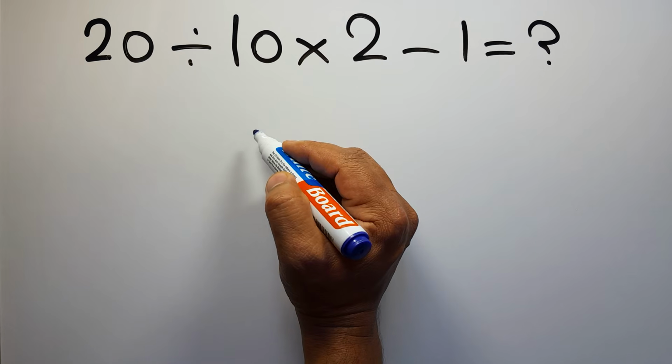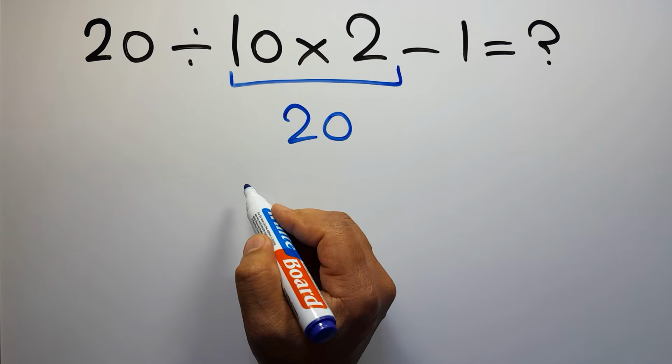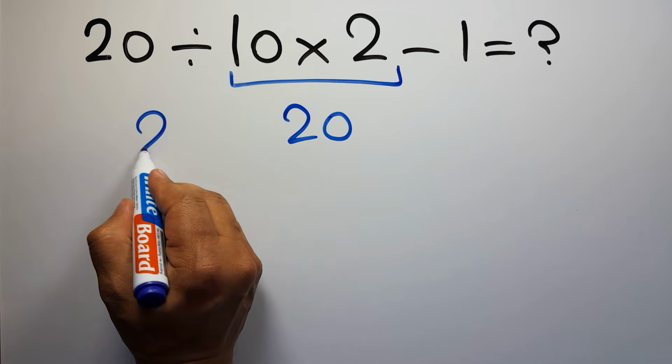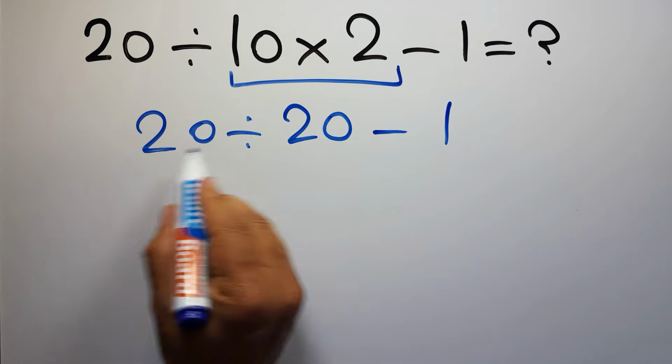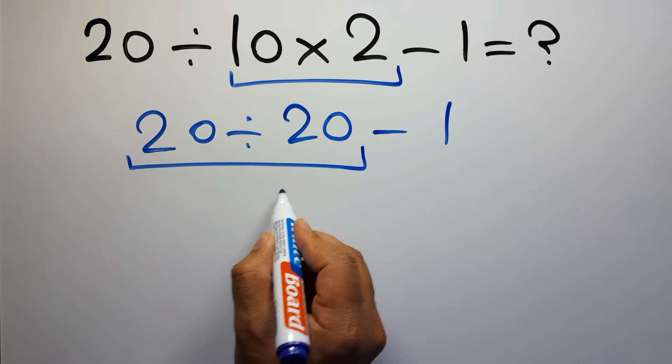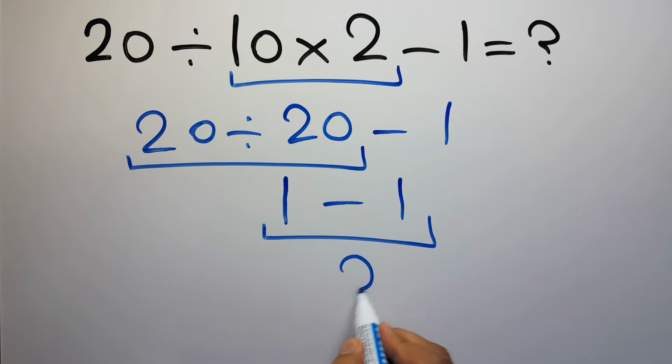First, we do this multiplication. 10 times 2 gives us 20. So 20 divided by 20, then minus 1. 20 divided by 20 gives us 1, and 1 minus 1 equals 0.